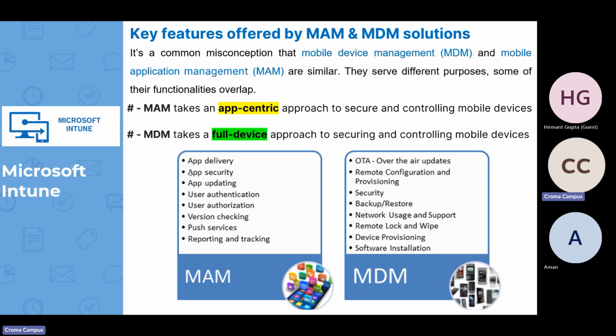So these are the things that come under MAM and MDM. App delivery, app security, all things that revolve around applications come under MAM. OTA, remote configuration, security, backup and restore, remote log, device provisioning, and software installations all come under the MDM section.